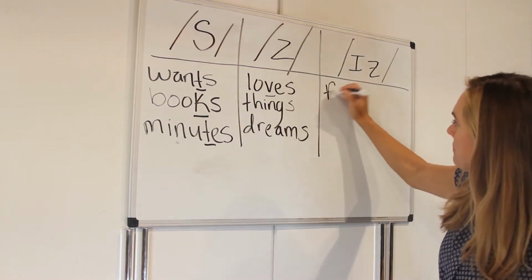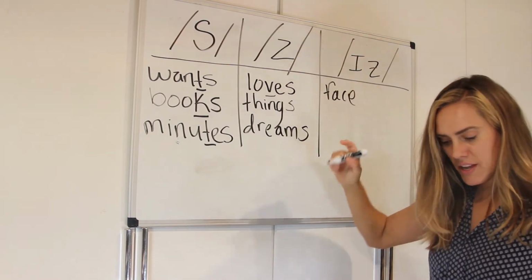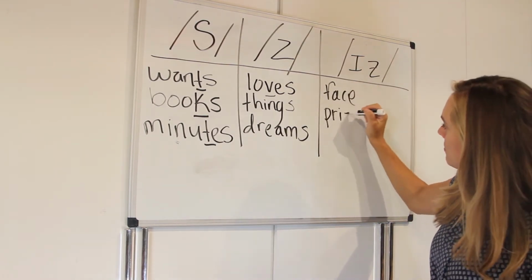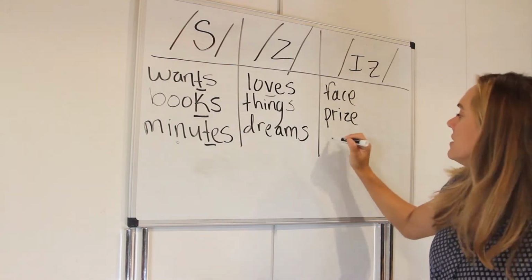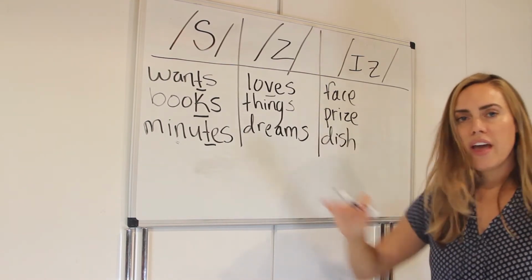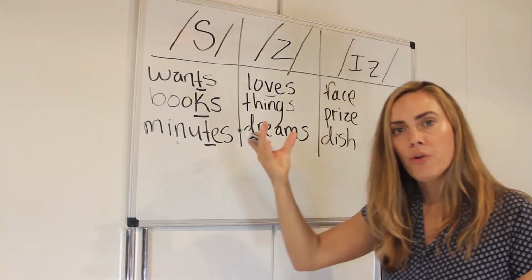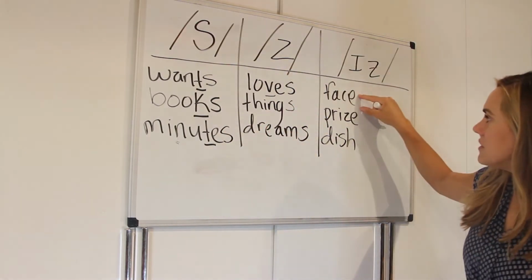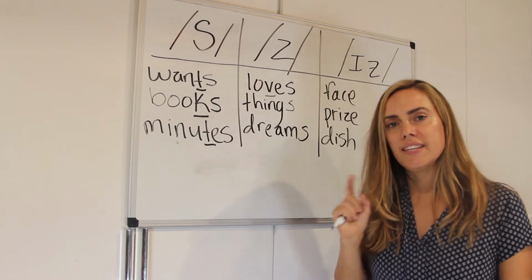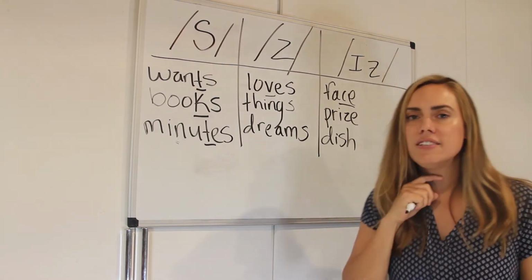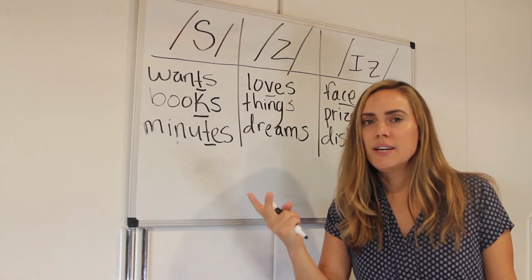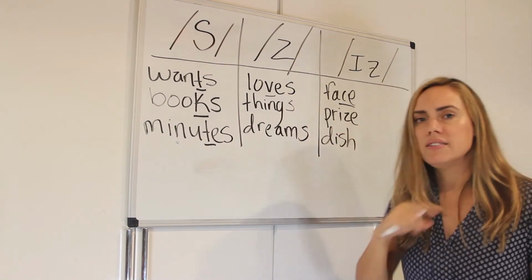So for example, I'm going to give you some examples. Face, prize, dish, and then we're going to look at all the letters that we need to remember or know the pattern for. So this is face. What's the last sound you hear? S. Okay, it's voiceless. Okay, here, prize.